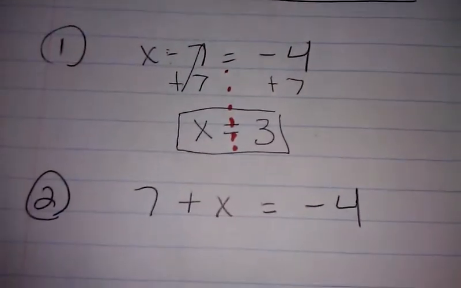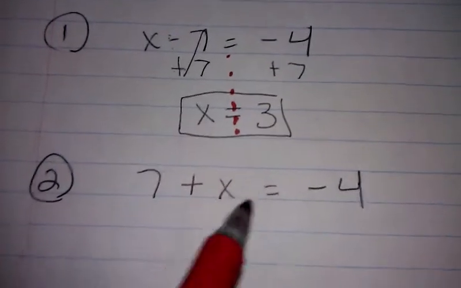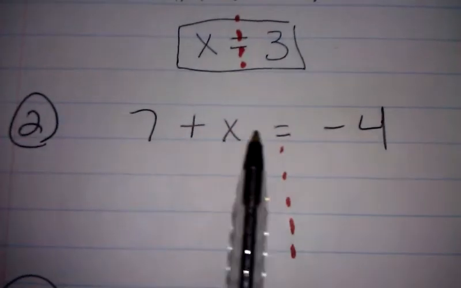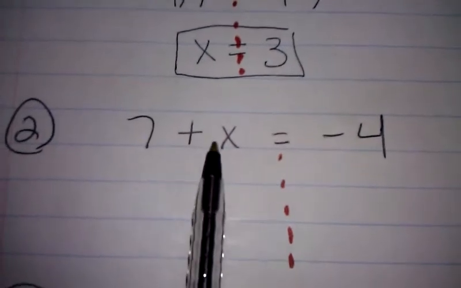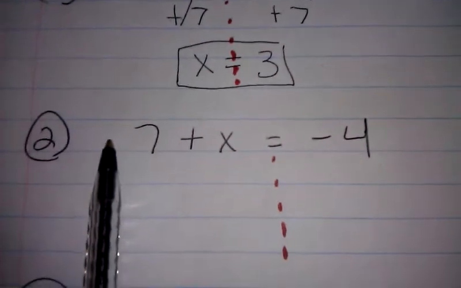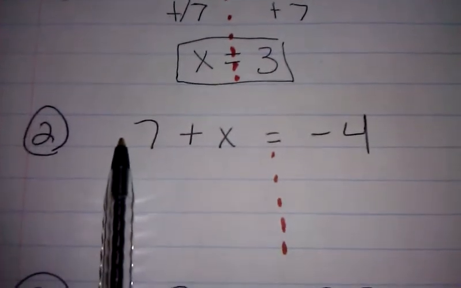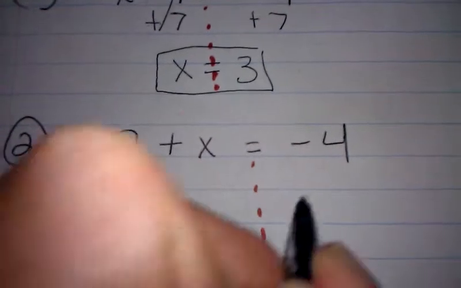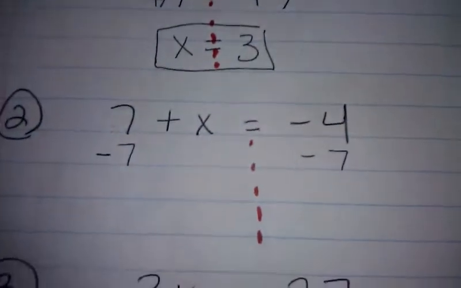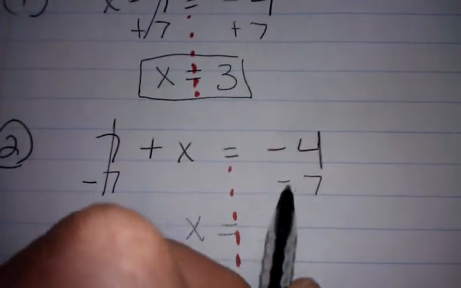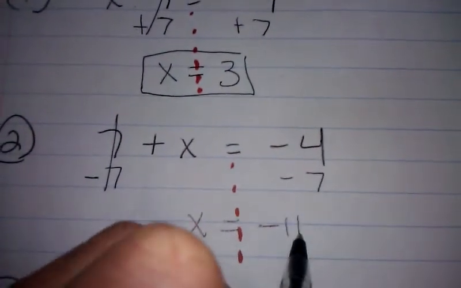Okay, there's the next one. I'm going to draw my dotted line. 7 plus x equals negative 4. This is a positive x and a positive 7. I know that because if there was a minus here, that would be a minus 7. But there is nothing out here, so it's positive 7. So I'm going to subtract 7 from each side. This makes 0. I get x equals negative 4 minus 7 is negative 11.